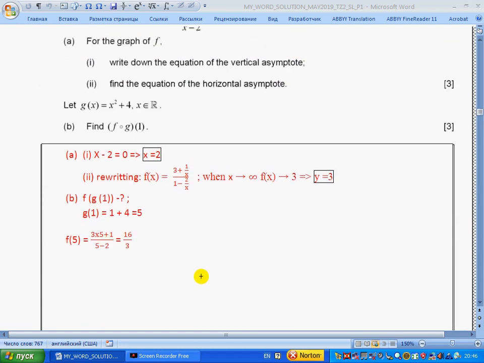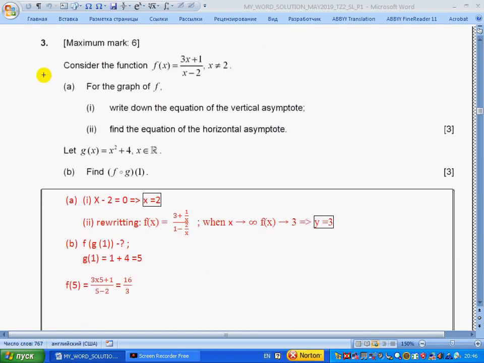Question 3. Consider the function f. For the graph of f, write down the equation of the vertical asymptote. The vertical asymptote is where the function is infinite. It is infinite when x minus 2 equals 0, so x equals 2. The equation of the horizontal asymptote. We rewrite this formula in a new form by dividing numerator and denominator by x. Then when x tends to infinity, our function tends to 3. So y equals 3 is the horizontal asymptote.